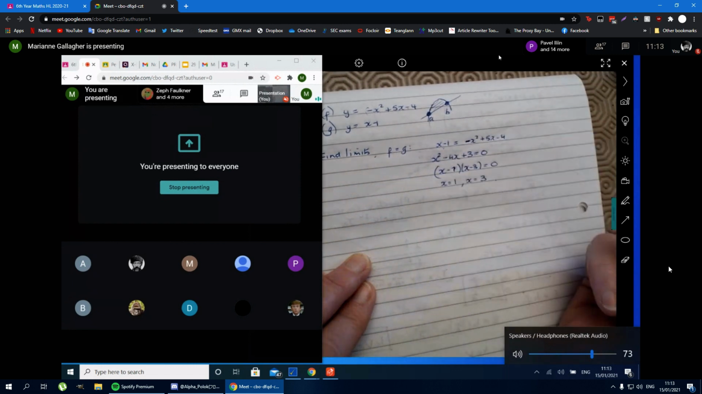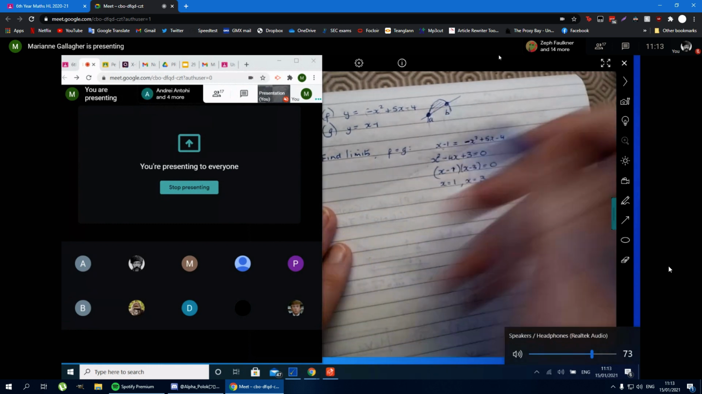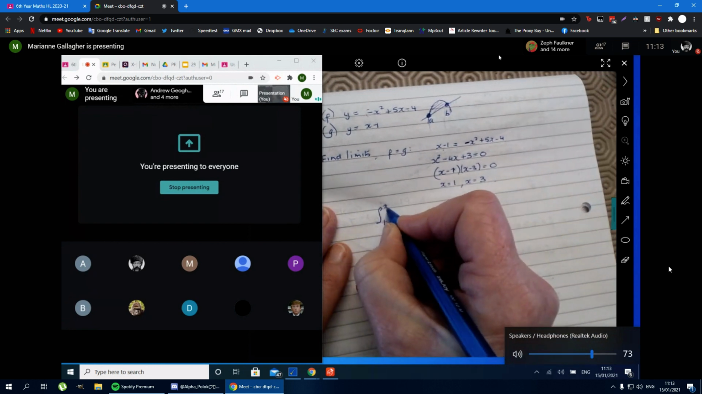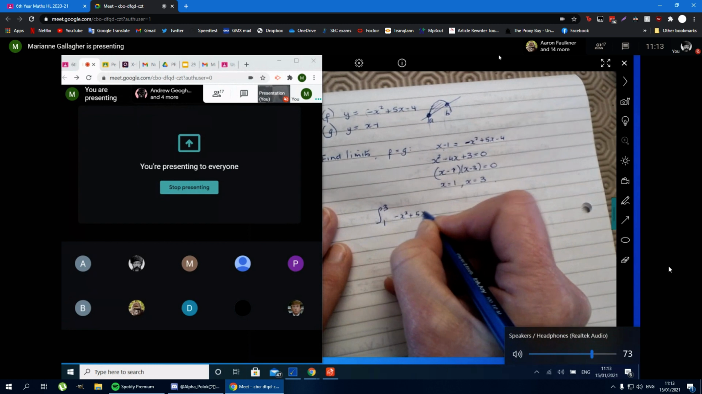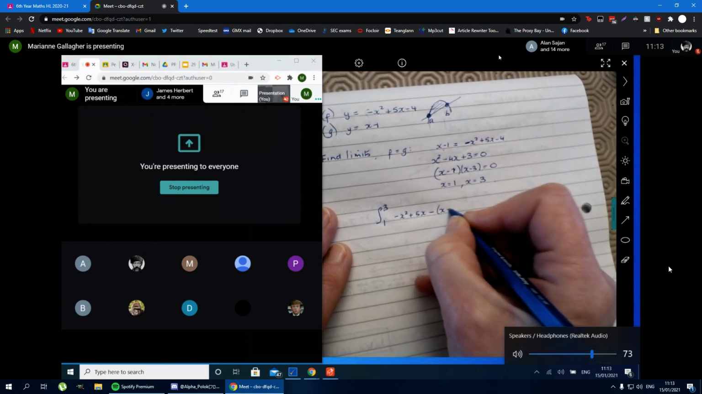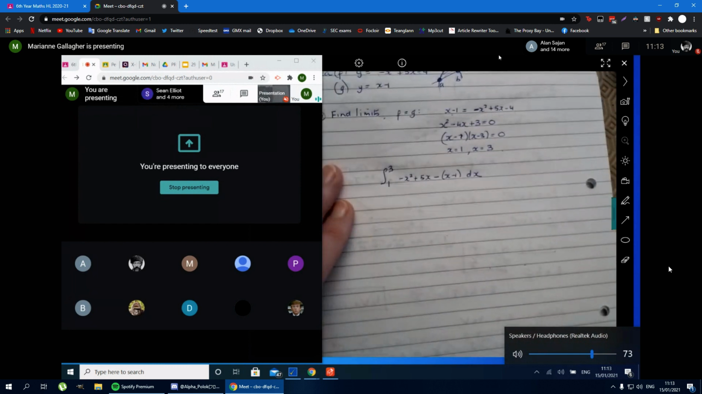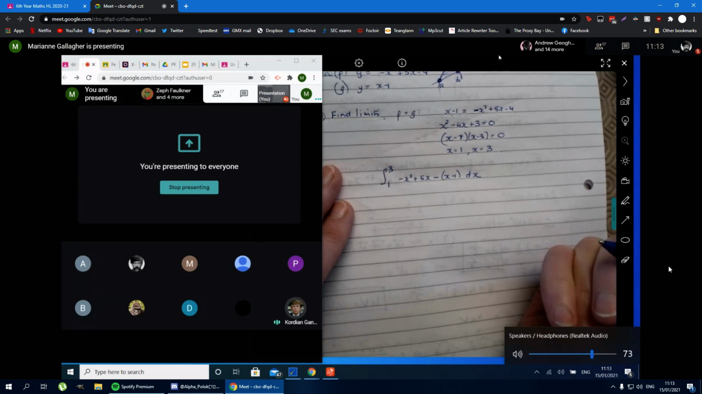And now when I'm doing the integration, I can see that the parabola is on top. So I'm going to start at 1, finish at 3, and I'm going to do the parabola, which is the one on top, minus the line, which is the one underneath. Does that make sense? Yes. Okay, ask if you have any questions.